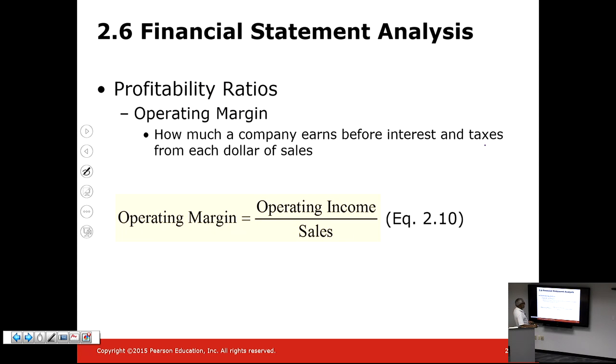Similarly, we can calculate operating margin. This time we take the gross profit and subtract other types of expenses. In essence, we get earnings before interest and taxes, EBIT. Operating income is also EBIT, earnings before interest and taxes, and we divide that by sales. So for each dollar of sales, how much is my EBIT?